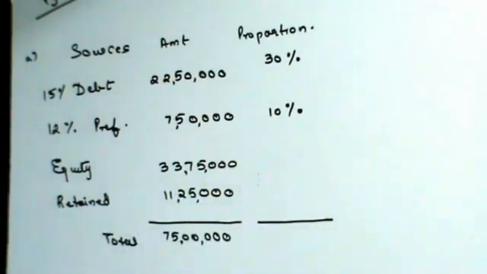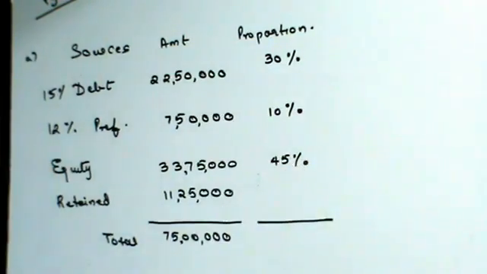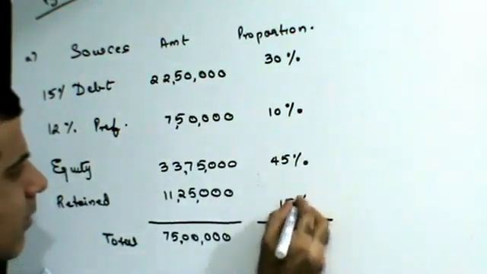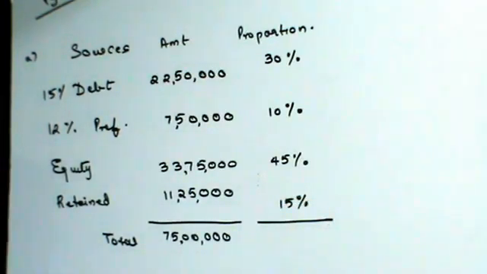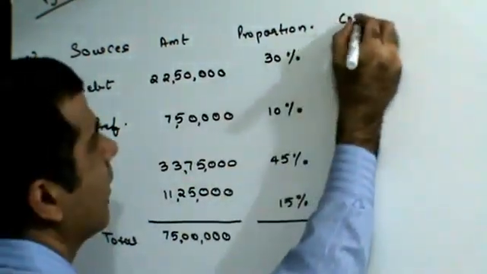How do I find the proportion for this? 33 lakh 75,000 divided by 75 lakhs into 100 is 45%. Similarly, 11 lakh 25,000 divided by 75 lakhs into 100 is 15%. So thus, we have all the proportions with us. Next, let's find out the cost of capital.